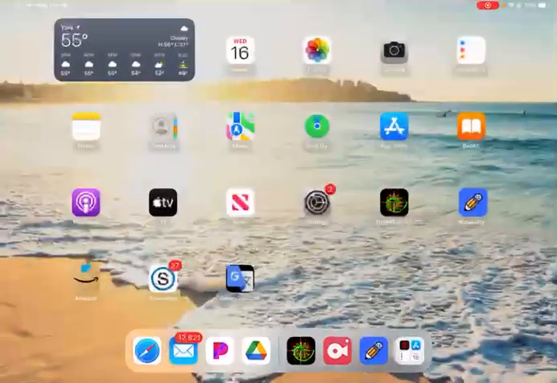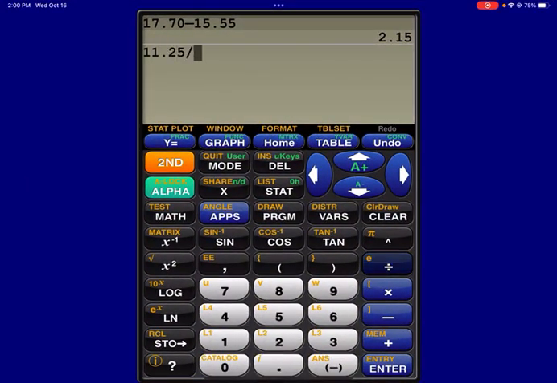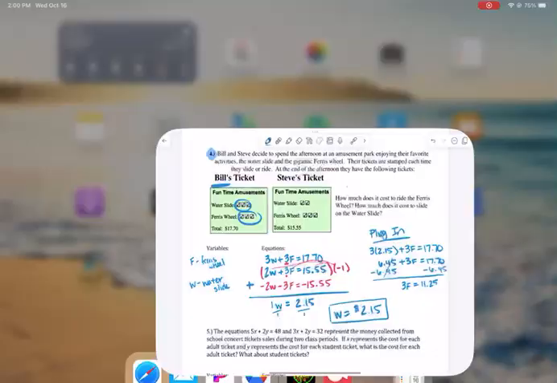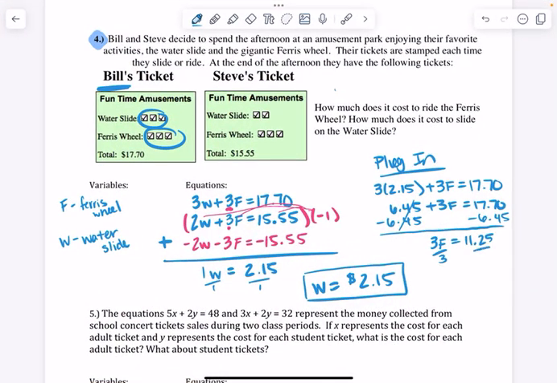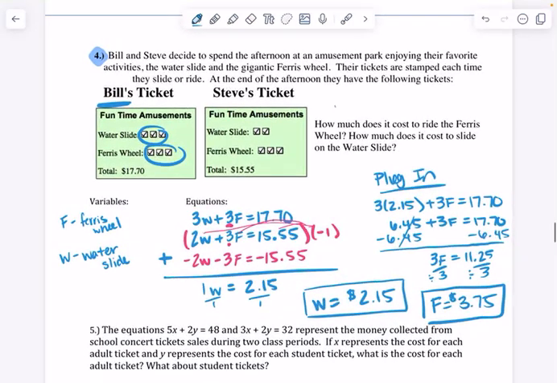And divide that by 3. Ferris wheel costs $3.75. Again, if you want to use X and Y, that is absolutely fine. I'm not going to stop you from using X and Y. I'm just telling you, you don't have to use X and Y. If it helps to use a variable that makes sense with the problem, just do that. If it helps you guys come up with and write out your equations to solve for.